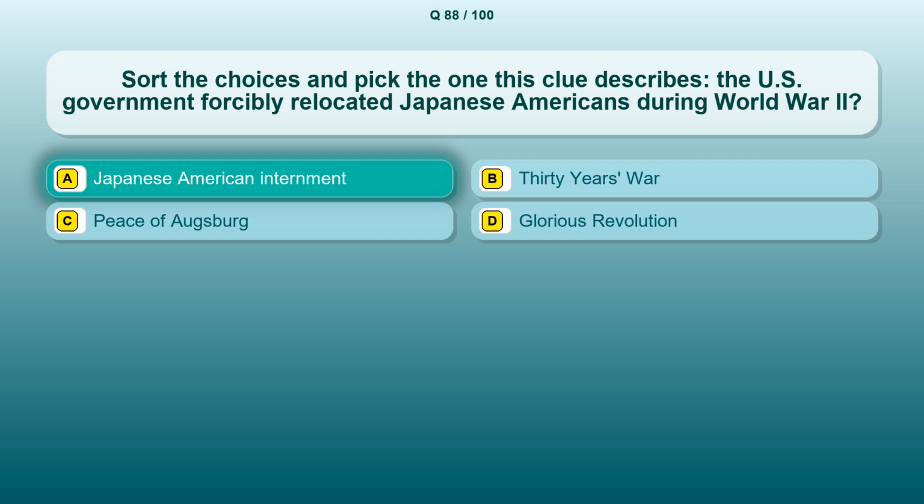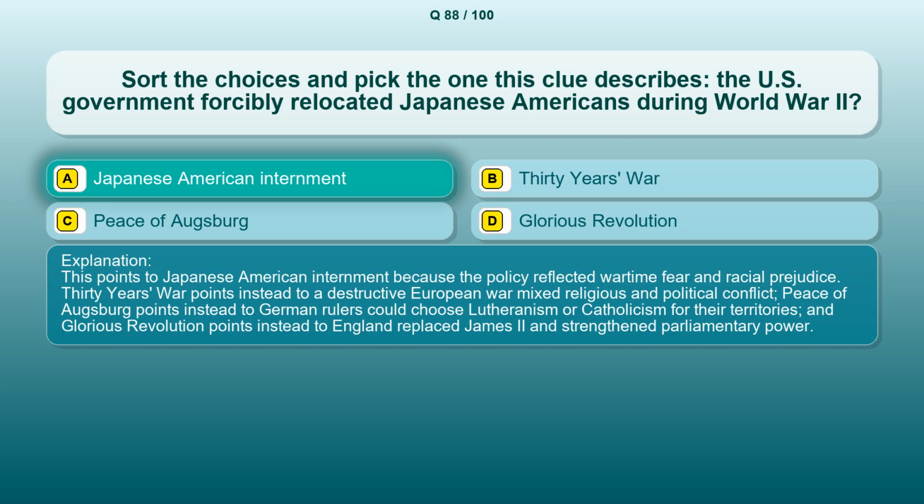The correct answer is option A, Japanese American internment. This points to Japanese American internment because the policy reflected wartime fear and racial prejudice. 30 Years' War points instead to a destructive European war mixed religious and political conflict. Peace of Augsburg points instead to German rulers could choose Lutheranism or Catholicism for their territories, and Glorious Revolution points instead to England replaced James II and strengthened parliamentary power.